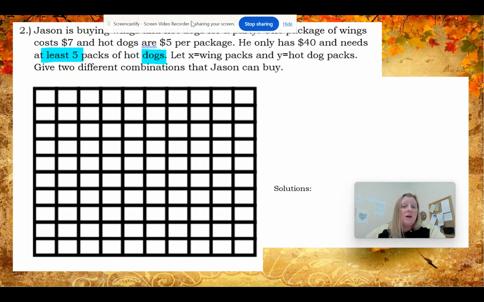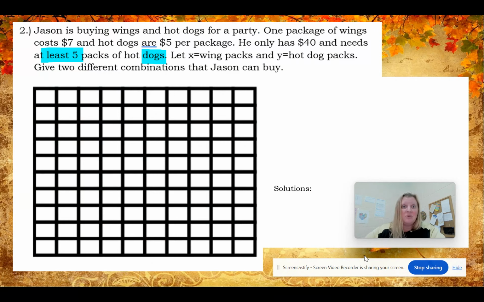So we'll do one more, and then that's it. I know word problems aren't the most exciting thing. This time, instead of candles and flowers, we're doing wings and hot dogs. It looks like a pack of wings is $7, hot dogs are $5. He has $40, and he needs at least 5 packs of hot dogs. So it tells you that X will stand for wings and Y will stand for dogs.